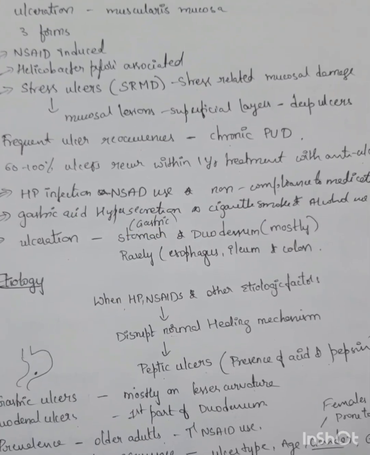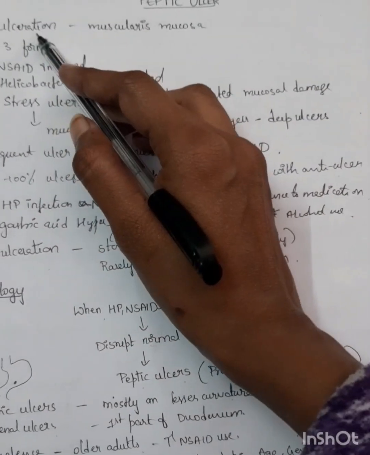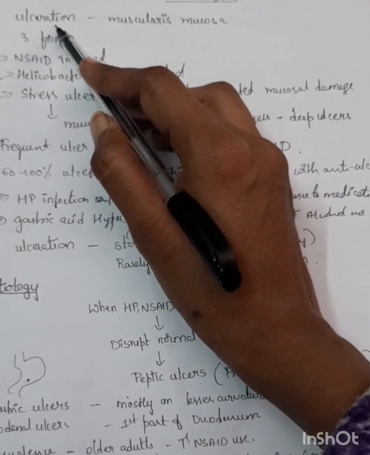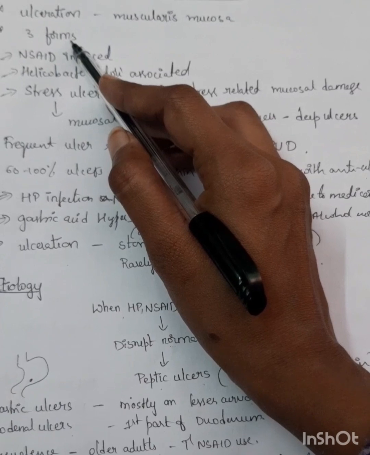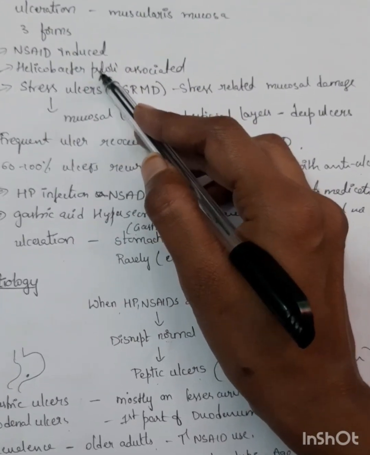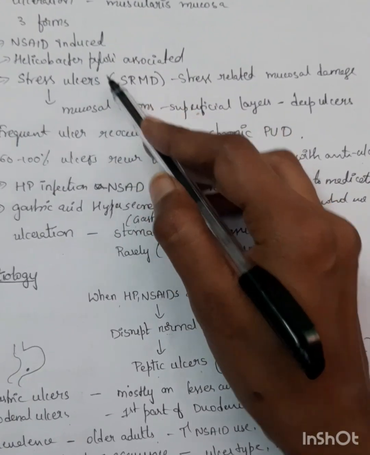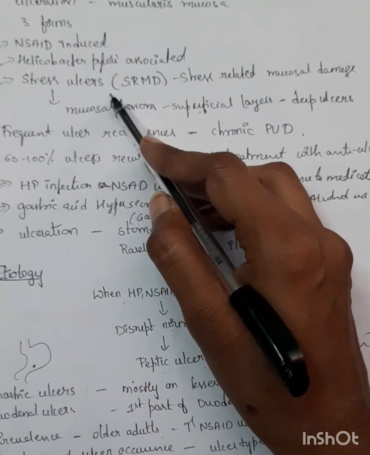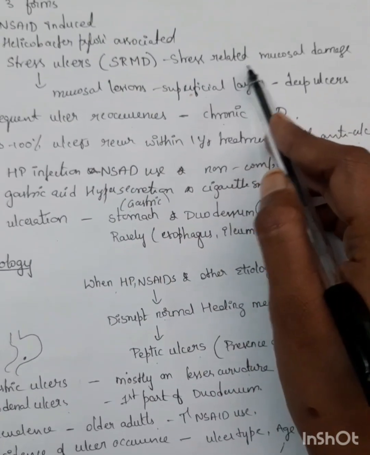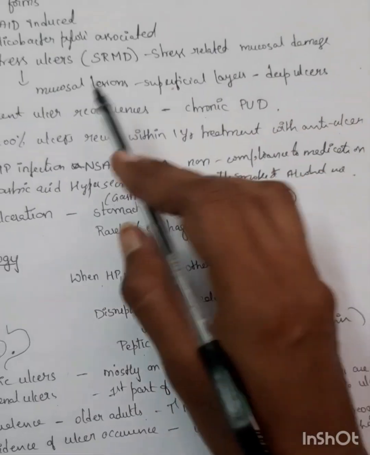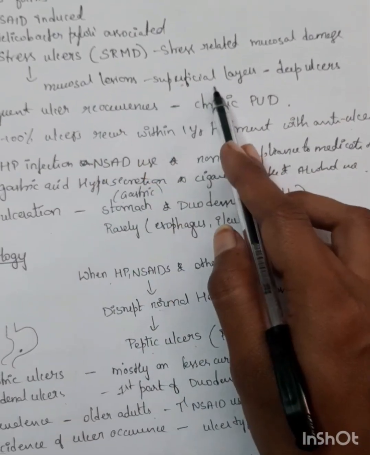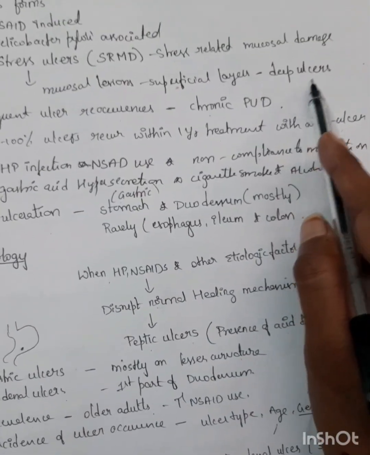So, peptic ulcer. Peptic ulcer is nothing but ulceration in the muscularis mucosa. There are three forms of peptic ulcer, that is NSAID induced, Helicobacter associated peptic ulcer, and stress ulcers. Stress ulcers are commonly termed as stress related mucosal damage. It ranges from mucosal lesions on the superficial layers to the deep ulcers.